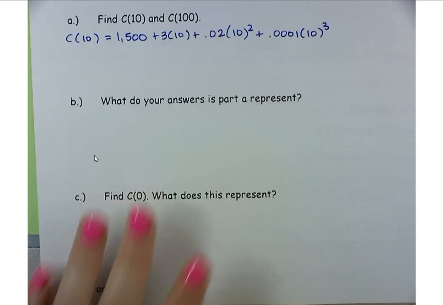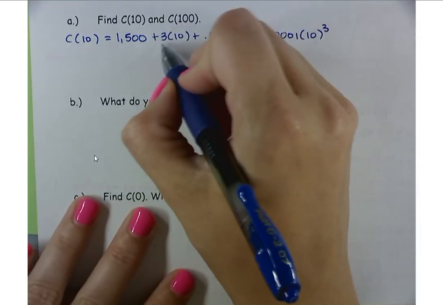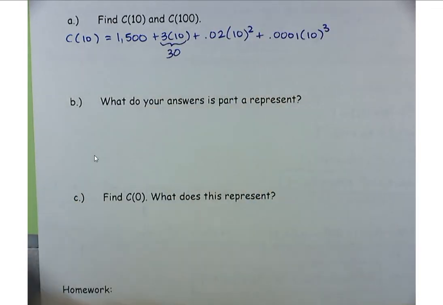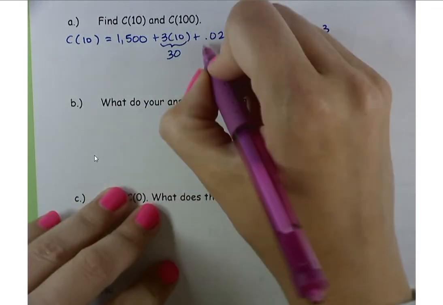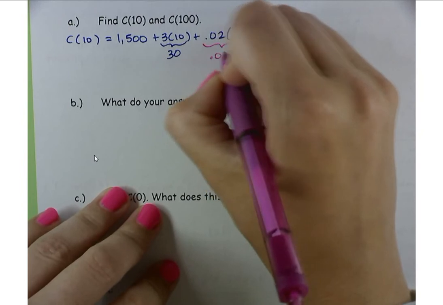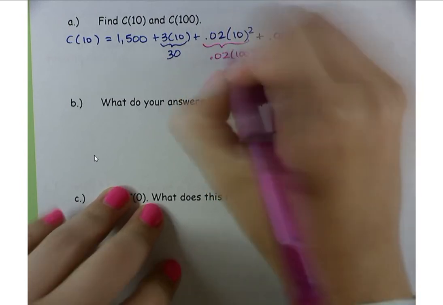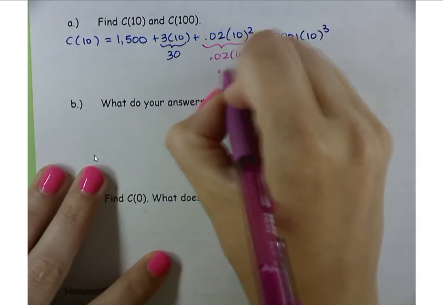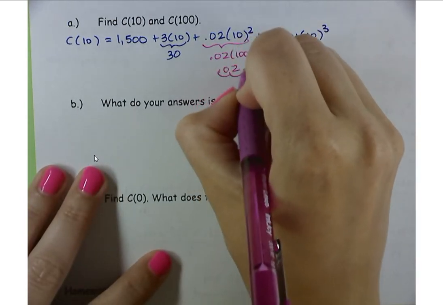Okay, so 3 times 10 is 30. 10 squared is 100. So if I'm multiplying by 100, what's the only thing I have to do? Yeah, I just have to move the decimal over 2 places. So if I do 0.02 times 100, it's just going to be 2.